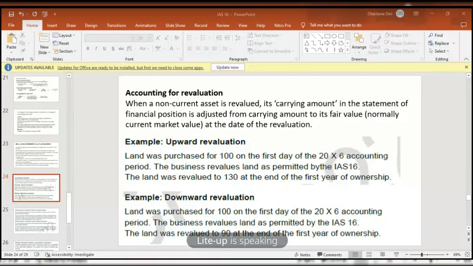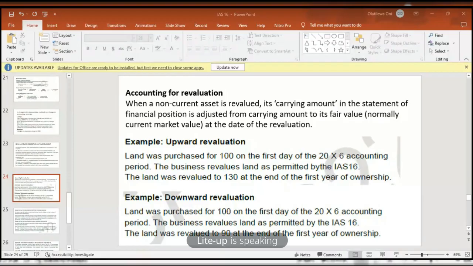Cost of land was 100 million naira. 100 million. So let me round this to the nearest million so that we know exactly what we are doing. So 100 million. That's how much they bought the land when they bought it initially.